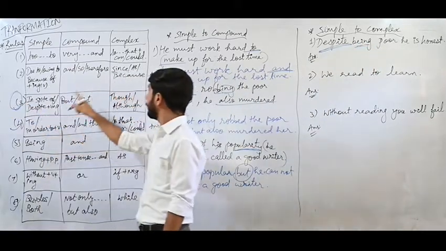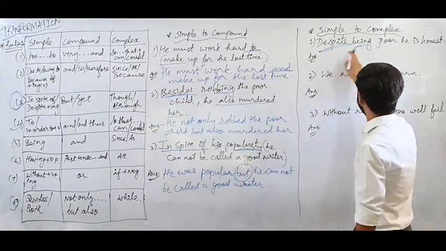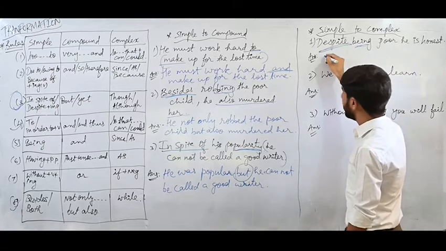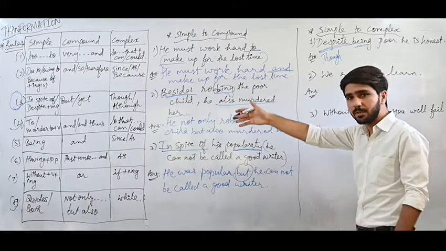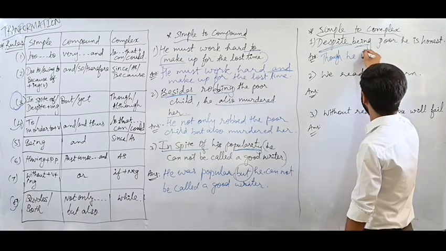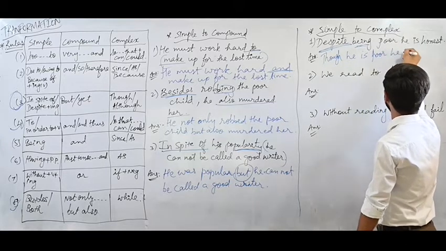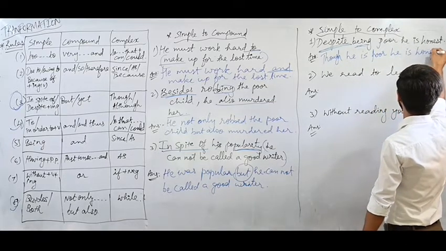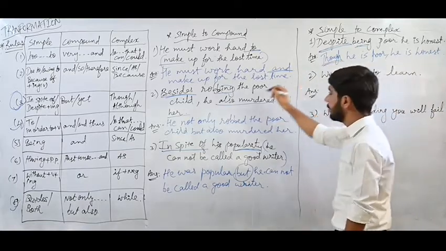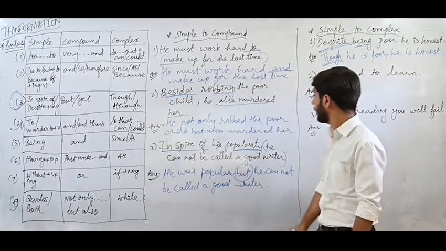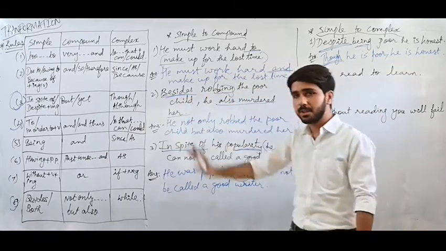And we have to change from simple to complex. So we have to use though or although. Despite being poor, he is honest. So let us begin. Though he is poor, or you can also write although, whichever you like. Though he is poor, he is honest. Just put a comma over here. So there are two clauses again, and we have used the conjunction though. You can also use although, as I told you. Though he is poor, he is honest. See, the meaning is same. I have not changed the meaning of the sentence.